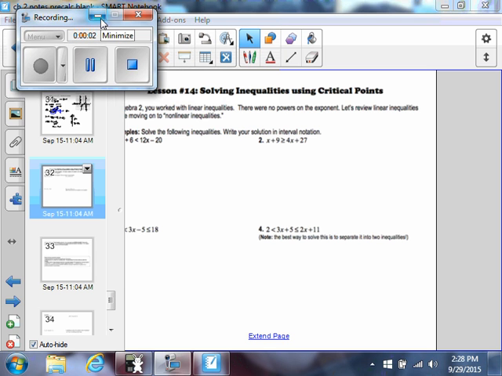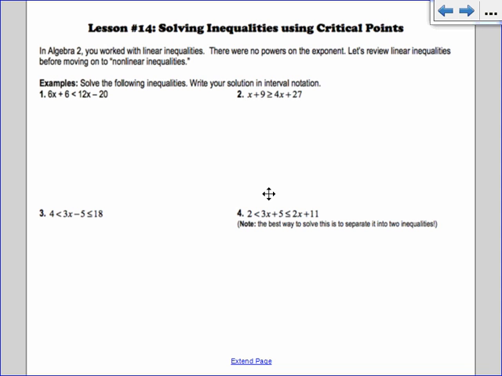So we're gonna be solving inequalities today. Some inequalities are gonna be super simple. You're gonna remember this from even Algebra 1, so we're gonna review some very, very basic ones. Then we're gonna do some things that we did in Algebra 2 with critical values.